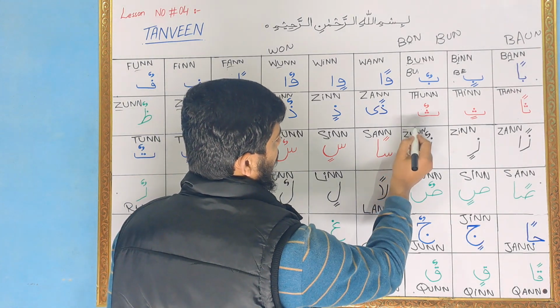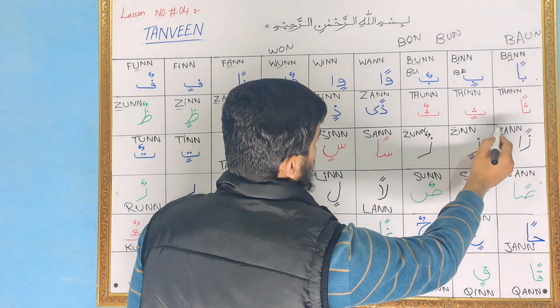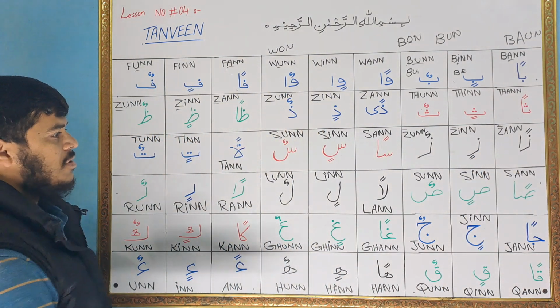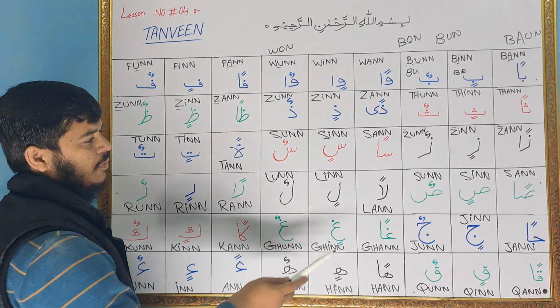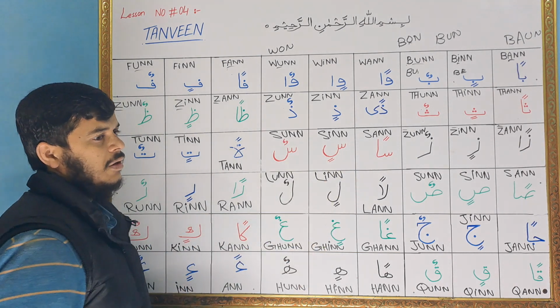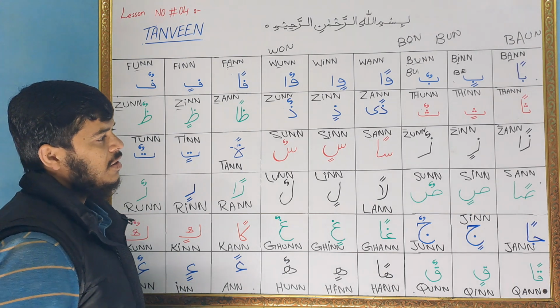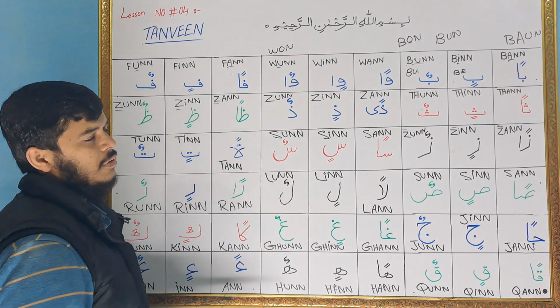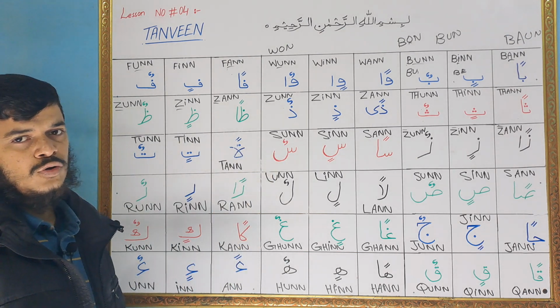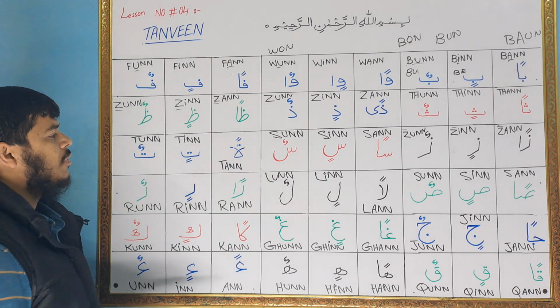I'm going to put a line there. The spelling should look different. Okay. Sin, this is also a whistling sound letter. Sin double Fathah, san, sin double kasrah, sin, sin double Dhamma, sun.